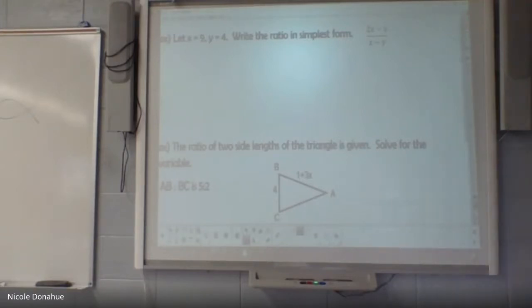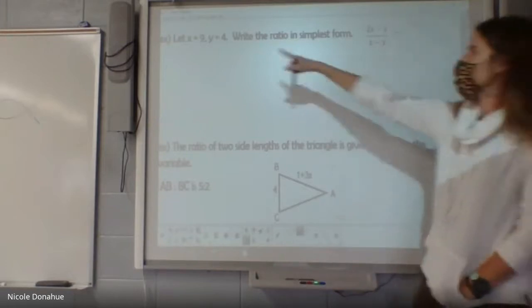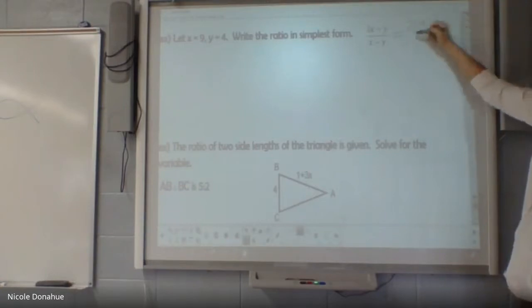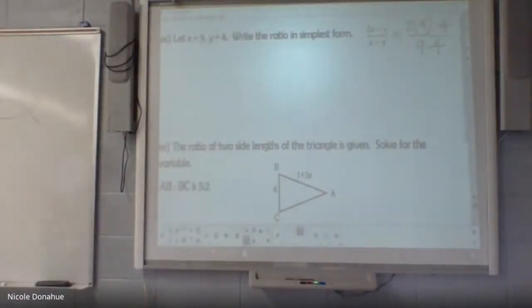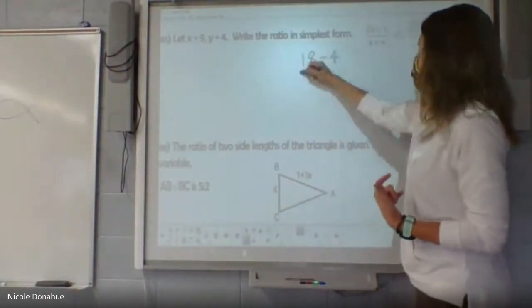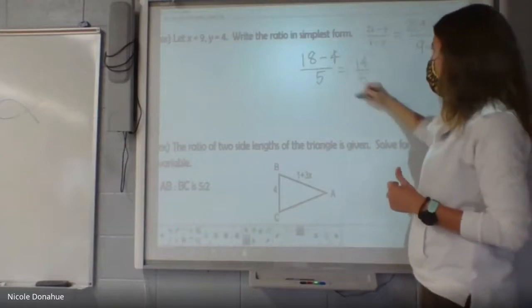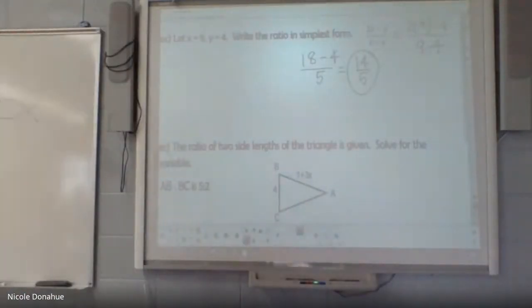So Ellen, what are you doing? I'm putting whatever into... Yep, so she's putting them in. So 2 times 9 minus 4 over 9 minus 4. So she's substituting them in. We're going to figure out what that is and see if we can simplify. I actually don't think you have to simplify it. I think it just is simplified. So 14 over 5, that's the ratio in simplest form. She's asking for a fraction in simplest form.